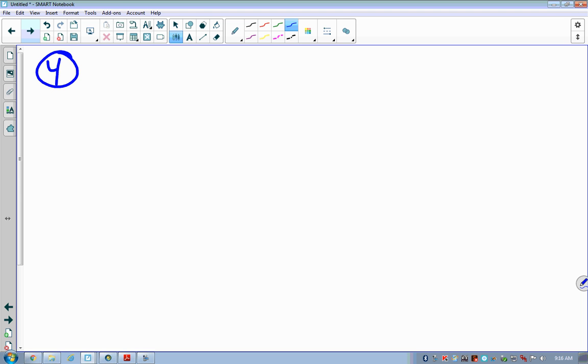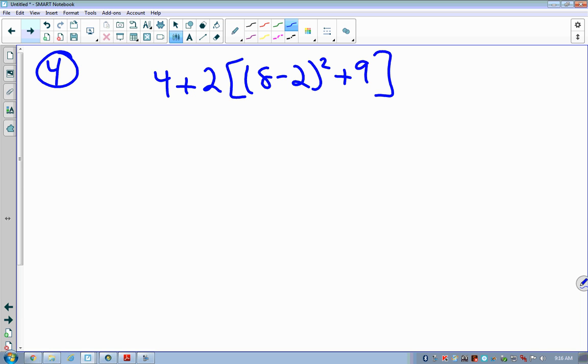Number 4. Number 4 looks like this: 4 plus 2, brackets, 8 minus 2 squared plus 9, close brackets. Now all of this is simply order of operations. Oh, no, you're right. I messed up the middle of it, didn't I? I had the 4 plus 2 correct, I think, and then I went on to a different question. 5 plus 6, right? 5 plus 6 squared minus 6. Overall, same basic concept.